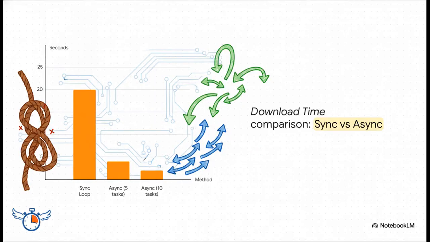And the performance improvements, they honestly just speak for themselves. Our standard synchronous loop took 20 seconds, but by implementing the Async I/O module and running just 5 cooperative tasks in parallel, the download time completely plummeted to 4 seconds. And when we scaled that script up to run 10 tasks in the event loop concurrently, the total time dropped to a staggering 2 seconds.